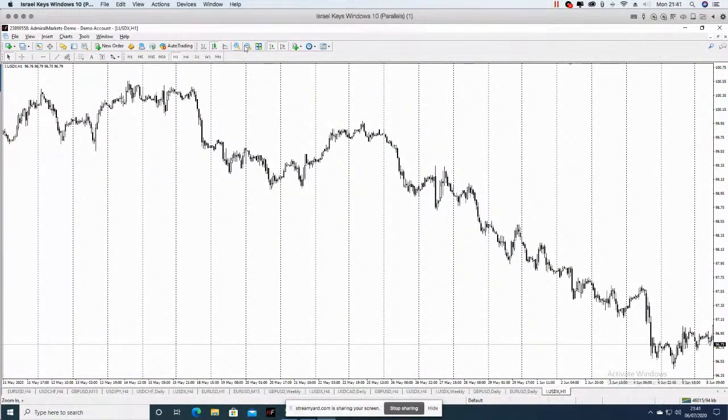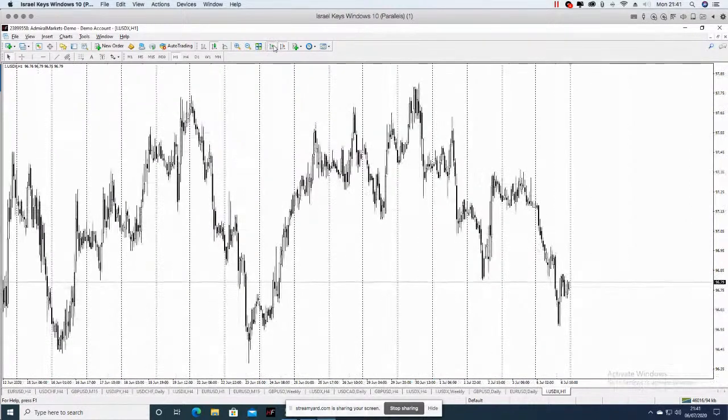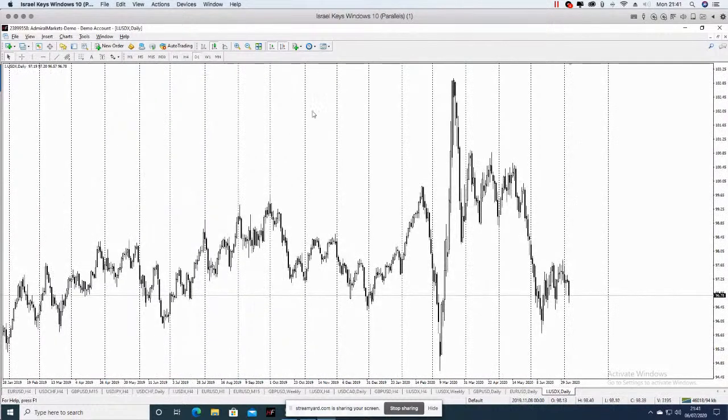Let's open a brand new chart for the daily. Right, so this is the daily. Cool. So on the daily here, I can see that there is another block there. The question is, will that order block hold or not? Is that order block likely to be defended, or is price going to dip down into this one?